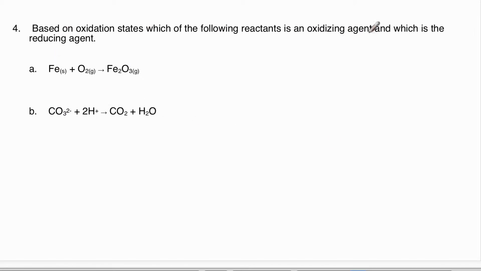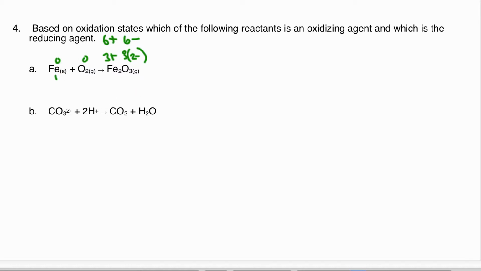Next question, so based on oxidation states, which is the OA and which is the RA? Okay, these guys are by themselves, so their oxidation states are 0. Over here, oxygen's a 2 minus, there's 3 of them. So 3 times a 2 minus, that would be a 6 minus. So this stuff from iron has to be a 6 plus. But there's 2 irons, so each one of them is a 3 plus.